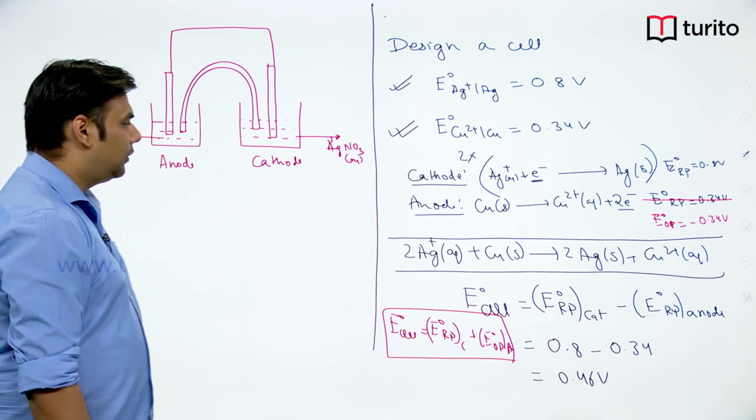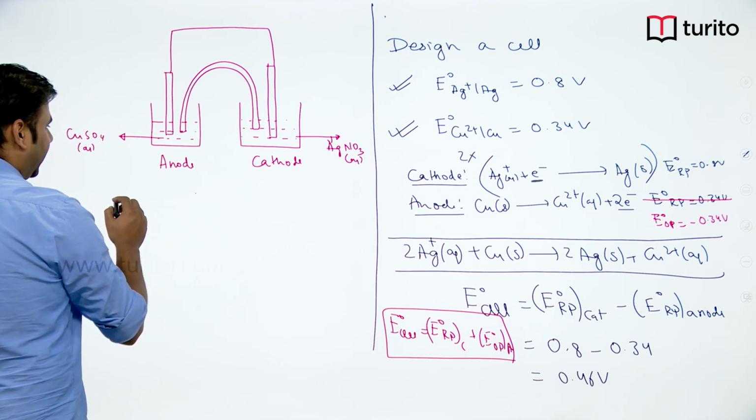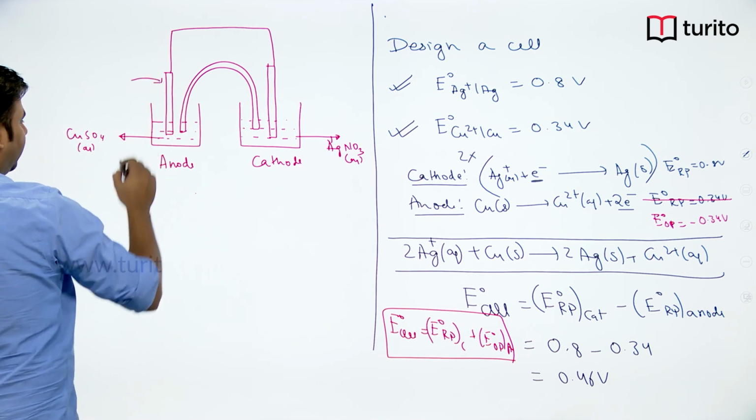If I want to write the overall EMF of this cell, the overall representation of this cell, the anode has to be written first. So in the anode, what will I write first?